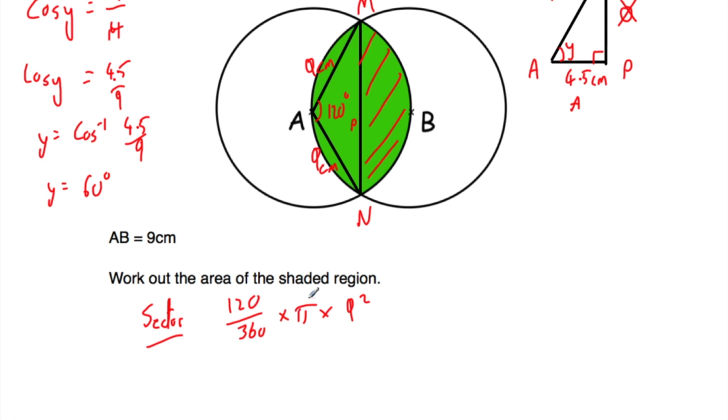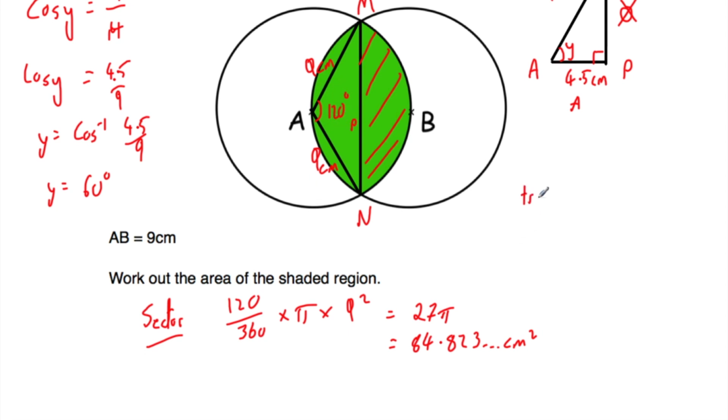And whenever we work that out, that's equal to 27 pi, so 27 pi centimeters squared, or as a decimal number, it would be equal to 84.823 and so on centimeters squared. So that's the area of the whole sector AMN, this sector here. Now what we're going to do is work out the area of the triangle, AMN, and then we'll take them away.